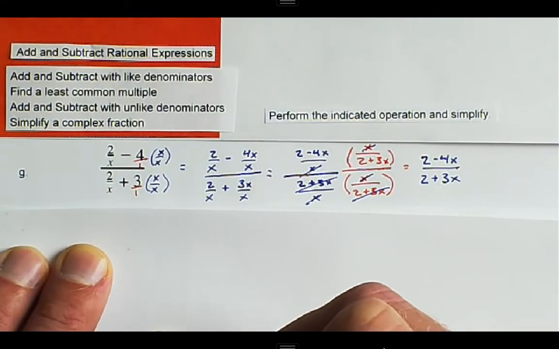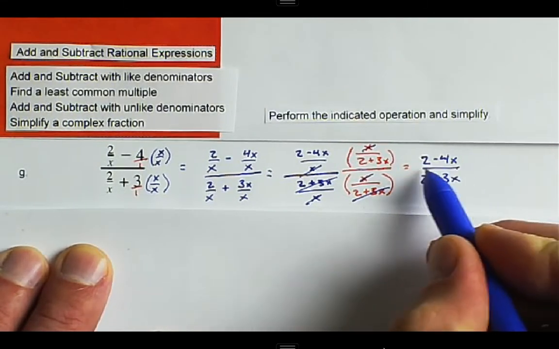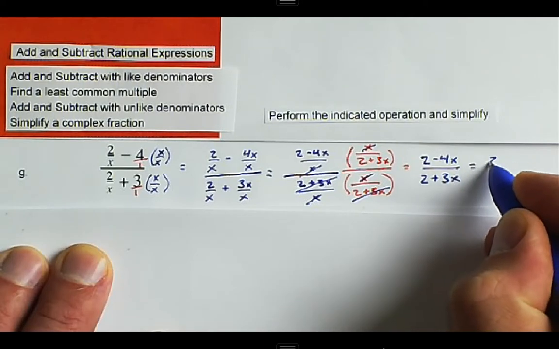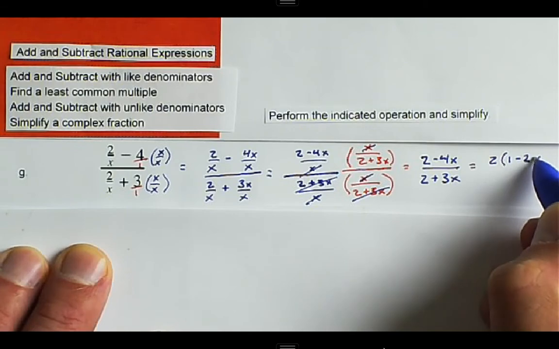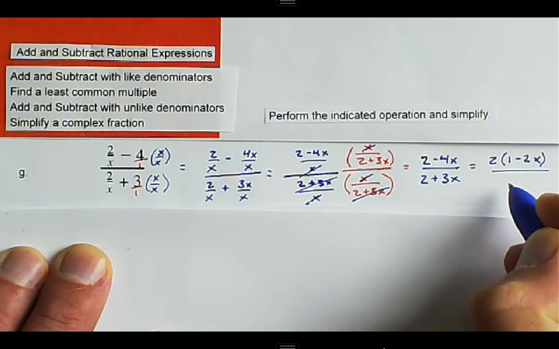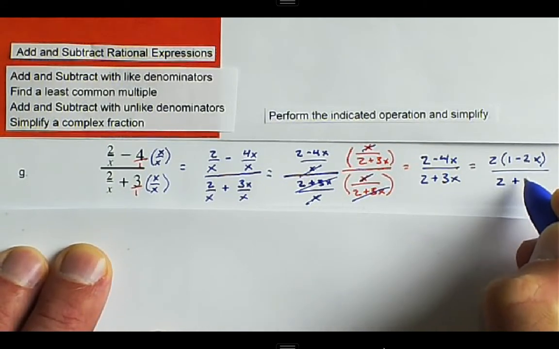And then one last thing that we can do is factor 2 out of the numerator, and we get 2 times 1 minus 2x all over 2 plus 3x.